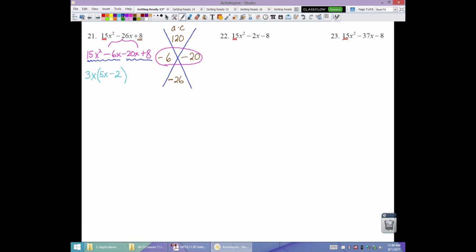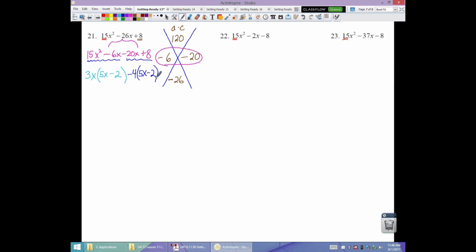Do the same thing with the last two terms, the negative 20x plus 8. Now, whenever the leading term of the second set, or the third term overall, is negative, you're going to need to take out a negative GCF. So whatever I find that goes into both of those, I need to take out negative. So what goes into 20x and 8? The largest thing would be 4. So if I undistribute negative 4, negative 4 times something is negative 20x. That's 5x. Negative 4 times something is positive 8.